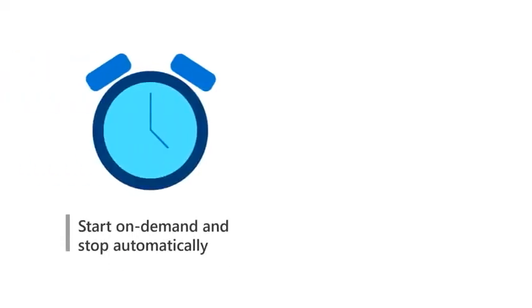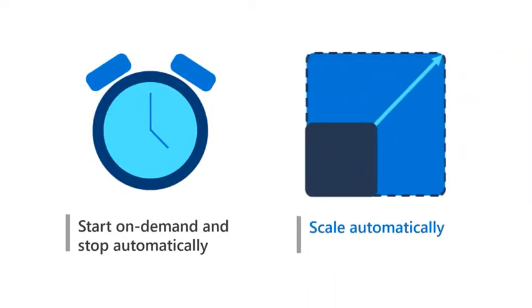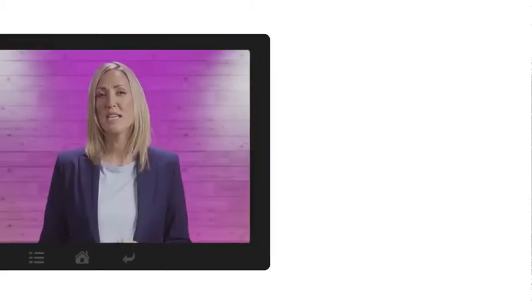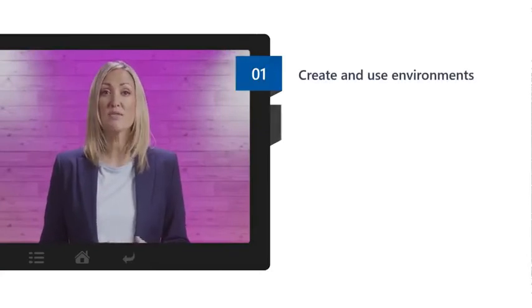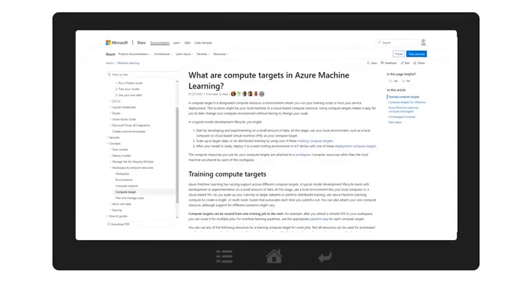In Azure Machine Learning, you can take advantage of this principle by defining compute targets that start on demand and stop automatically when no longer required, and scale automatically based on workload processing needs. In this lesson, you learned how to work with compute in Azure Machine Learning. More specifically, you learned how to create and use environments and create and use compute targets. For more information about environments in Azure Machine Learning, see Reuse Environments for Training and Deployment by using Azure Machine Learning. And for more information about compute targets in Azure Machine Learning, see What are compute targets in Azure Machine Learning. You can find a link to these resources from the additional readings at the end of this lesson.